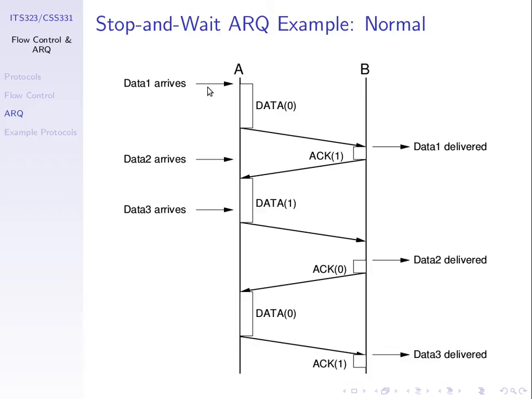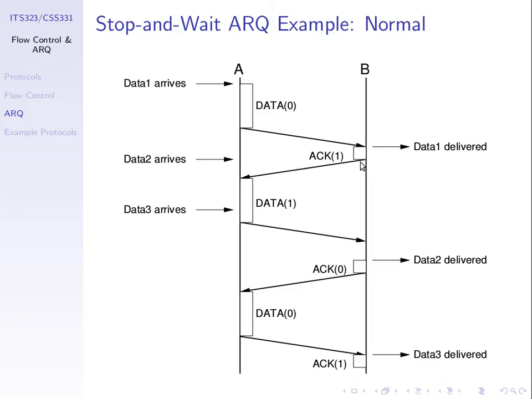For example, A has some data to send at this time. It transmits a data frame. Note that there's a sequence number in the header. The first one we'll label 0. When B receives that data frame, it processes. Once it's finished processing, I say the data is delivered. And when the data is delivered, we can send back an ARQ, a positive acknowledgement saying, thank you, that data was successfully received.